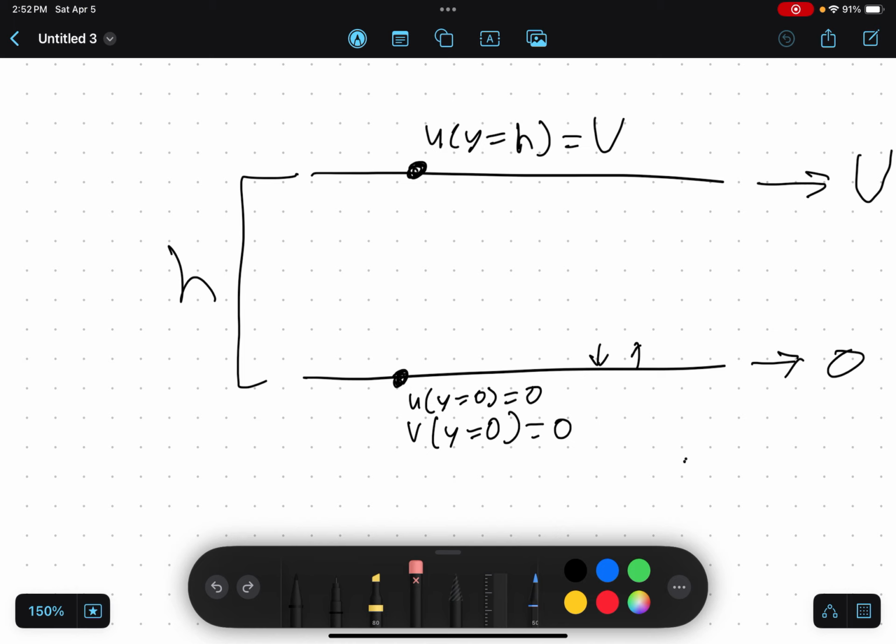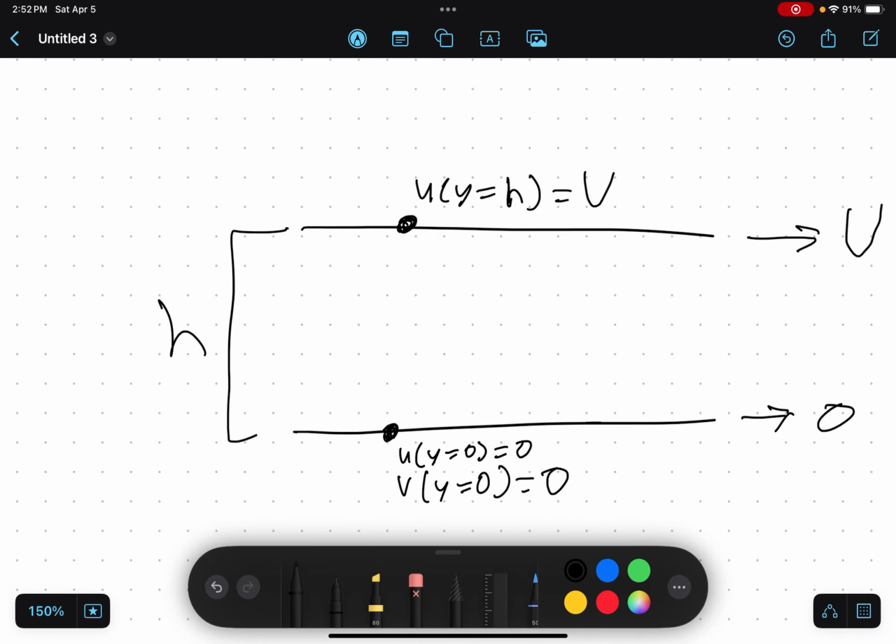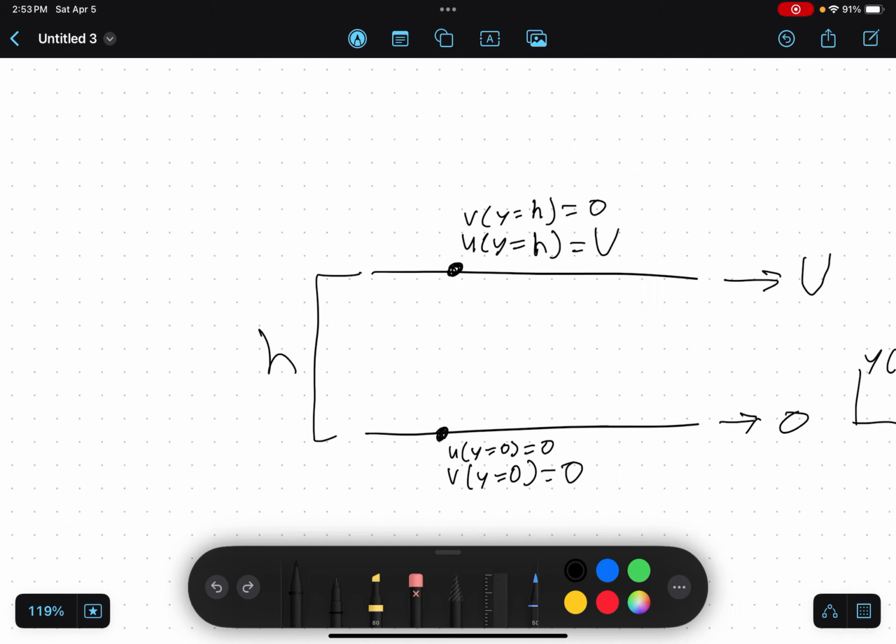Likewise, at the top surface, we know v at y equals h equals 0. It's not equal to u, because u is the velocity in the x direction. It's equal to 0 because, like I just said, it can't go through and it can't come out of the wall. Okay, those are the boundary conditions, and you'll see why those are important.